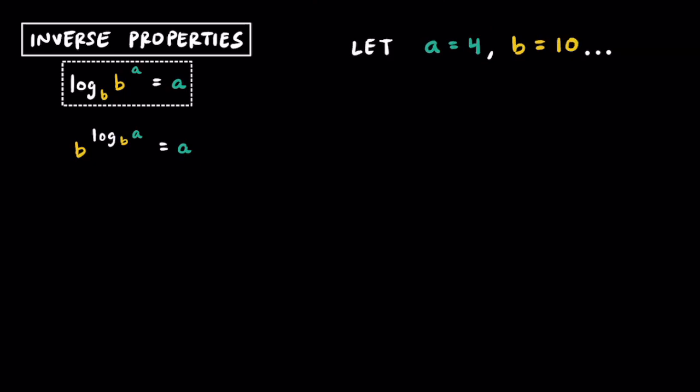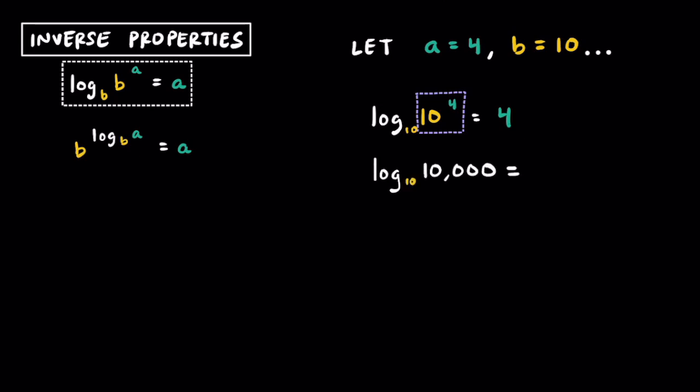Now let's look at a different example when a is equal to 4 and b is equal to 10. Here's the equation log of 10 to the fourth power is equal to 4. Don't forget, if you don't see a base, it's always going to be a 10 by default. 10 to the fourth power is 10,000, so we can write log base 10 of 10,000 is equal to 4. And to make this a little bit more concrete, we can rewrite it in exponential form and say that 10 to the fourth power does equal 10,000. So far, this checks out.